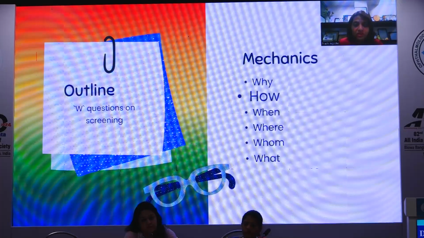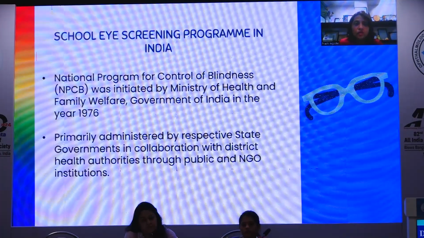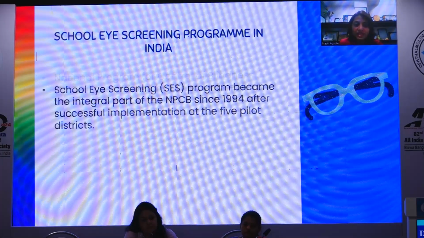So again, we come to the second part of the how question as to one, how was the screening program initiated and how is the actual screening done at the campsite? So the National Program for Control of Blindness had initiated the school eye screening program in the year 1976. This is primarily administered by the respective state governments in collaboration with the district health authorities as well as through public and NGO institutions.